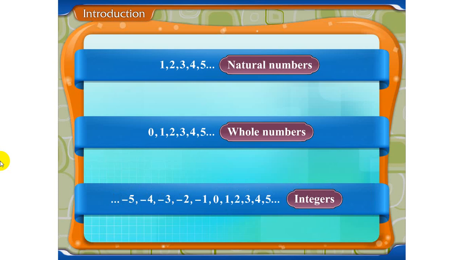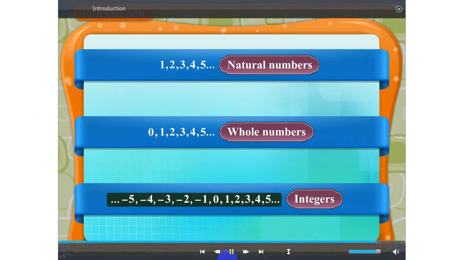So, -3, -2, -1, 0, 1, 2, 3 are integers. In this chapter, we will study more about integers, their properties and operations.